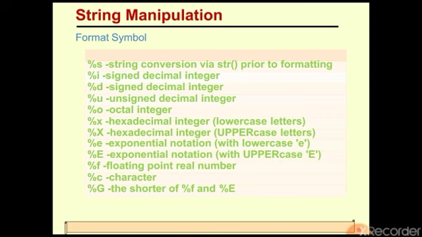For using %s, you have to convert the value into a string by using str prior to formatting. So prior to using a format symbol, you convert your value into the string data type using the str function. %i is used for the signed decimal integer, and %d is also used for the signed decimal integer. Then %u is used for unsigned decimal integers.